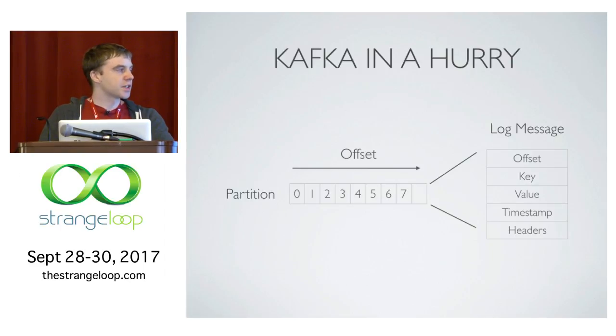A log message itself consists of offset, key, value, timestamp, and headers. Headers are a new feature. For the most part, we're not concerned with most of those fields. We'll focus on the offset and maybe mention other fields when we need them. But for a large part, we'll go with this simpler representation of the log.